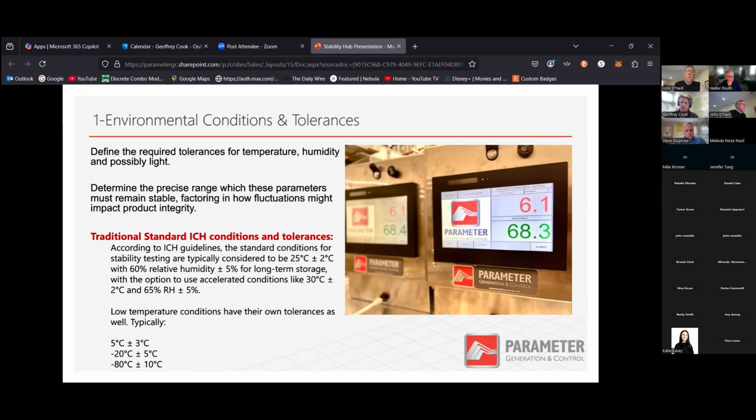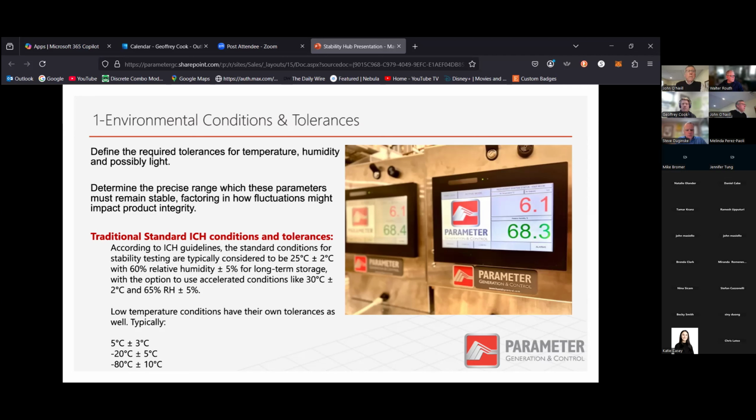Listed here are some of those tolerances for the ICH guidelines. As you noted, John, a lot of those are vague. And we find that some companies will have their own internal guidelines that are a little bit more stringent than the ICH, just to sort of mitigate the risk of them extending beyond the ICH tolerances. So typically for ICH standards, you've got 25 degrees Celsius, 60% relative humidity. Those have the tighter tolerances of plus or minus 2 degrees and 5%.